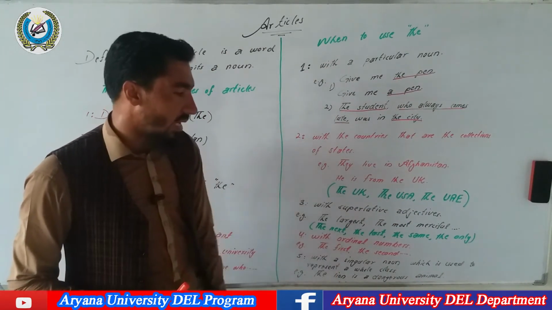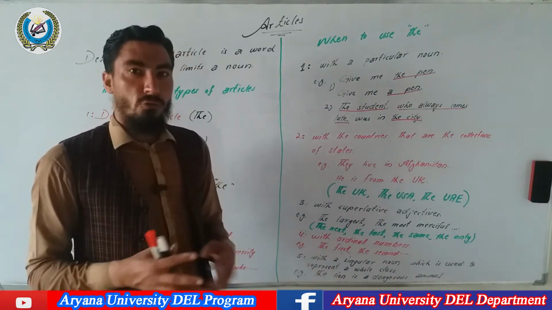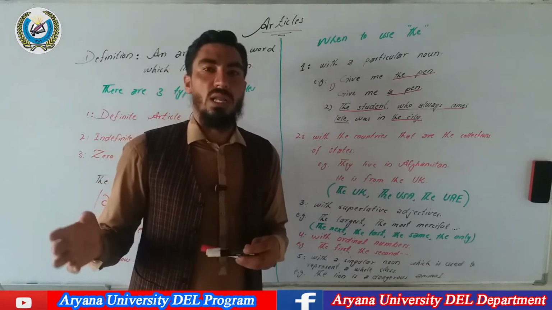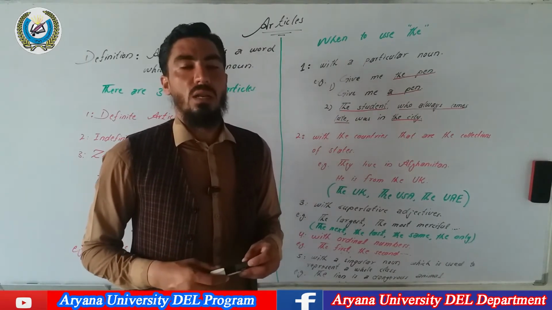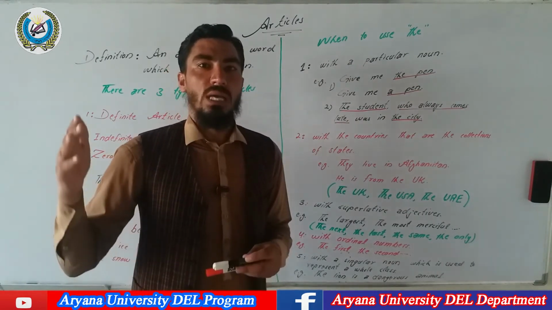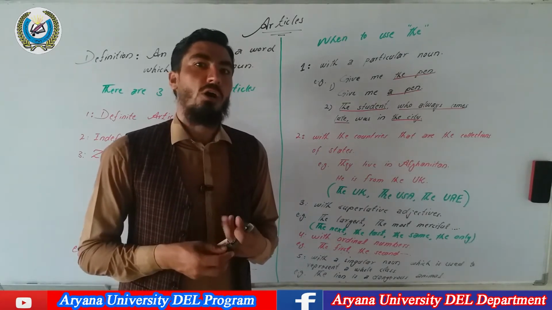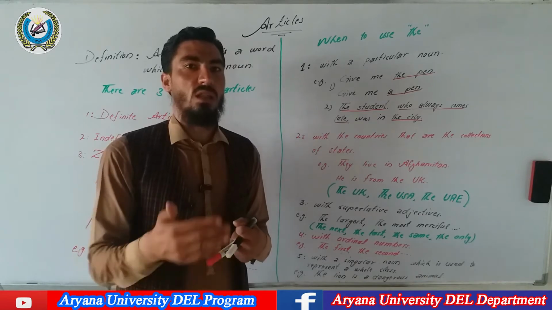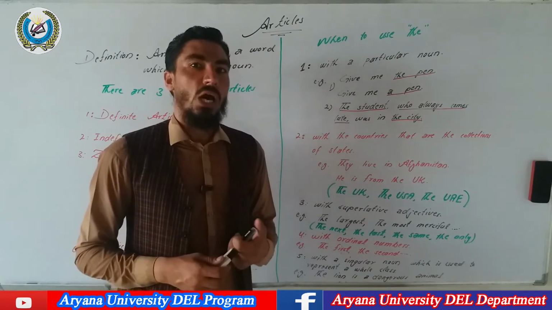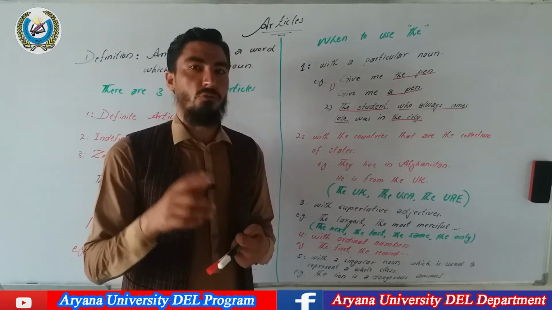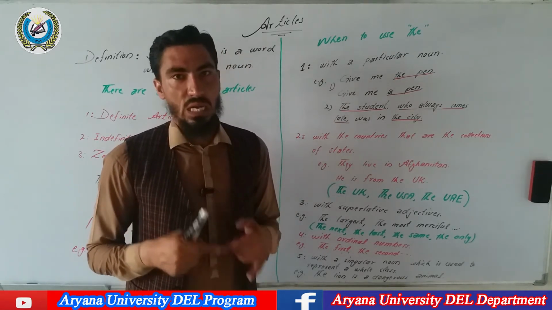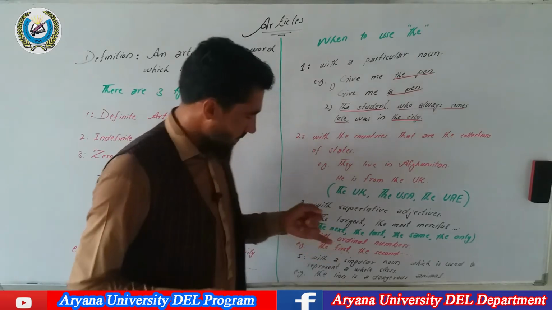Number 4, with ordinal numbers. You might know information about the numbers. There are 2 types of numbers: cardinal numbers and ordinal numbers. Ordinal numbers are used to show the order of something: first, second, third, fourth, fifth. These are ordinal numbers. So always use the definite article the with ordinal numbers. So you should say the first, the second, the third, the fourth.